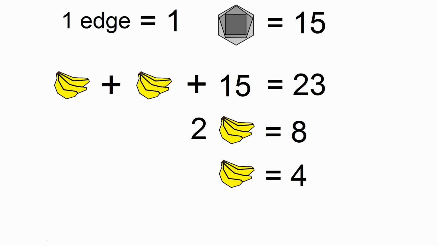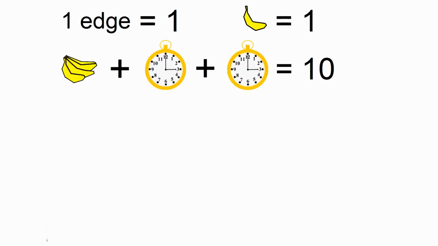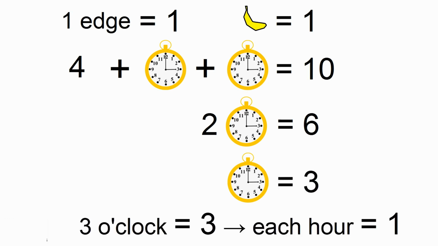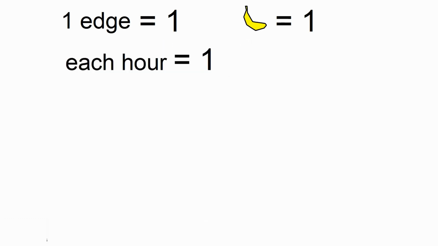Now look closely at this bunch of bananas. There are 4 bananas in the bunch and that's equal to 4. So that would simplify to mean 1 banana is equal to 1. We'll take this information and use it to solve the next equation. We have a bunch of 4 bananas which we know will be equal to 4. We're adding that to 2 o'clock showing 3 o'clock, and that's going to be equal to 10. When we take 10 minus 4 we get 6, so we have 2 o'clock showing 3 o'clock, that's equal to 6. We can simplify that 1 o'clock showing 3 o'clock is equal to 3. Now since 3 o'clock is equal to 3 that would suggest that each hour is equal to 1.